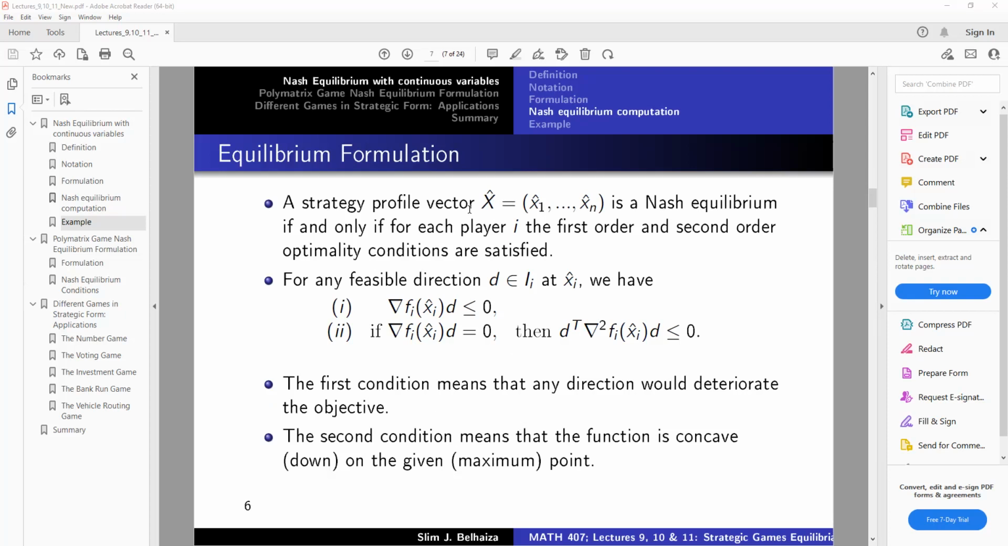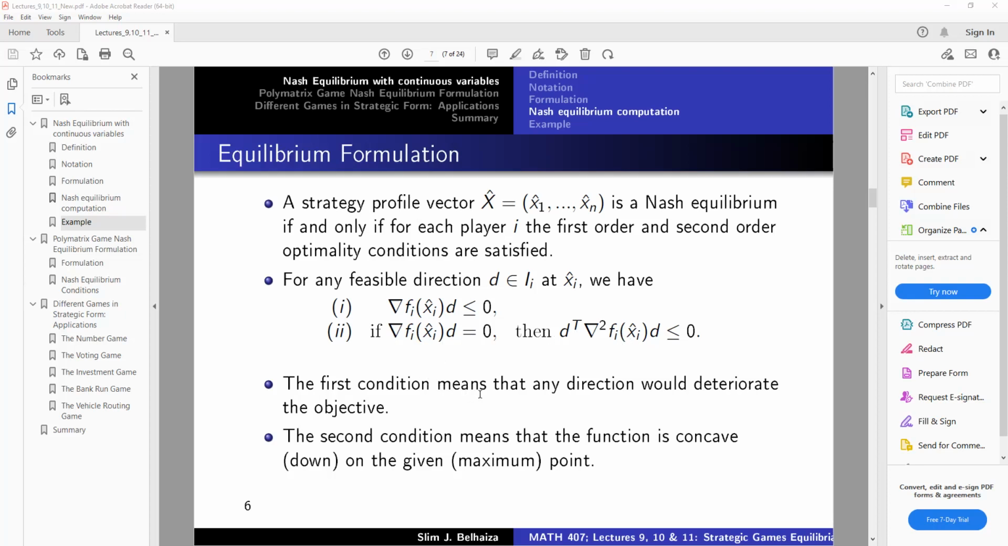So a strategy profile x hat is a Nash equilibrium if and only if for each player i, the first and second order optimality conditions are satisfied. And you may have seen this earlier on in your optimization courses, linear or nonlinear optimization. We have so many courses like that. Basically, you have the first order conditions. Let's say that the gradient of my fitness function multiplied by any direction in the given strategy space could only deteriorate my function. And the second one would guarantee that you have a maximum because every direction will give you, in fact, a decrease.